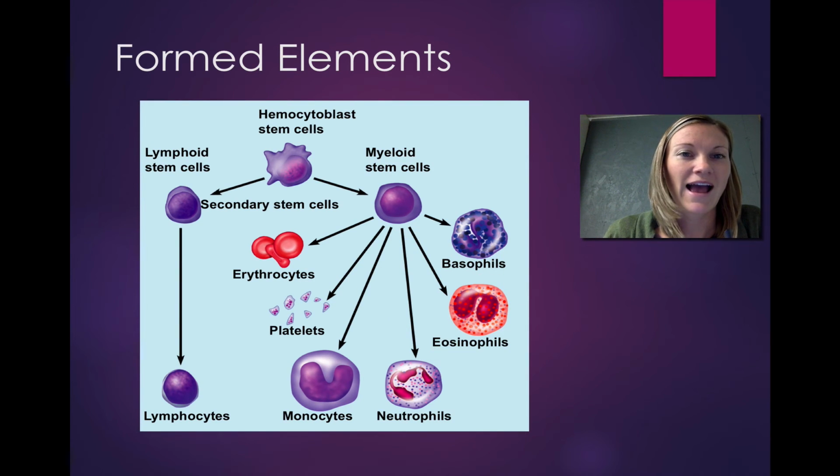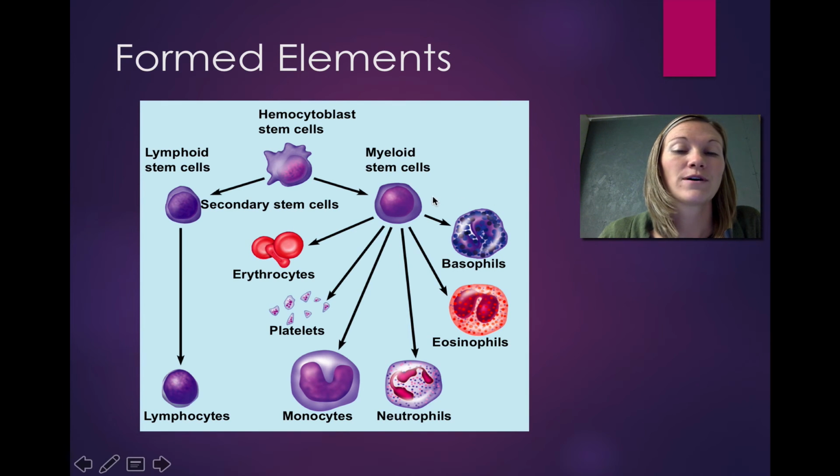Here's an example of how the formed elements basically develop. It's sort of like their stem cells, even though they're not true embryonic stem cells. They are stem cells because they're able to differentiate, just not as much as an embryonic stem cell. So basically you start with the hemocytoblast, which is the stem cell of the cardiovascular system, and those hemocytoblasts will differentiate into either lymphoid stem cells or myeloid stem cells. The myeloid ones will give rise to the erythrocytes, the platelets, the monocytes, the neutrophils, the eosinophils, and basophils, whereas the lymphoid stem cells will give rise to the lymphocytes. And then in the next video we'll talk a lot more about how these formed elements are developed and how they're used.